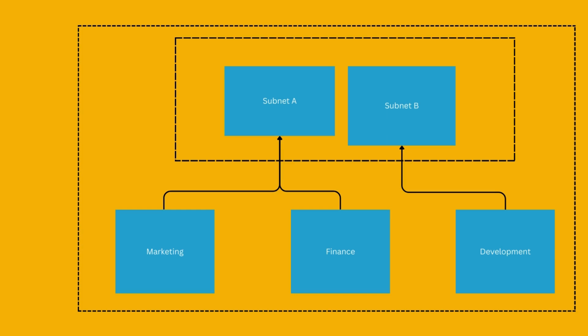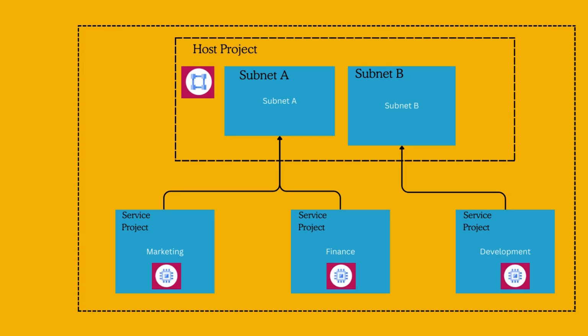A shared VPC network is created in the host project. Subnets are created for different regions to be used by the service projects. Each service project is attached to the shared VPC network from the host project. Departments manage their resources, VMs, databases, within their own projects, but use the shared VPC network for connectivity.